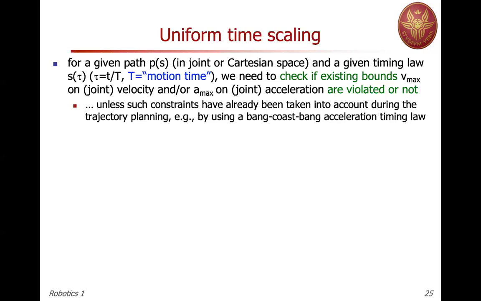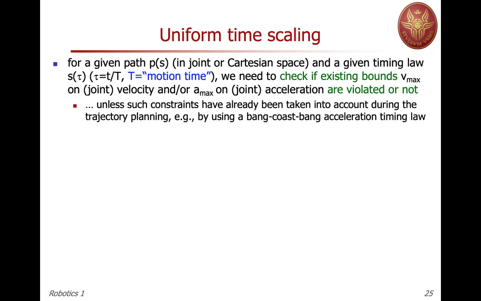Now, there are cases in which this check is not needed because at the level of planning, we have already taken this limitation into account. For instance, if we do a trajectory in the Cartesian space on a straight line and we use a bang-coast-bang acceleration, in the bang-coast-bang timing law we are already taking into account the Vmax and the Amax. Of course, by construction, by design, we have satisfied these limits.